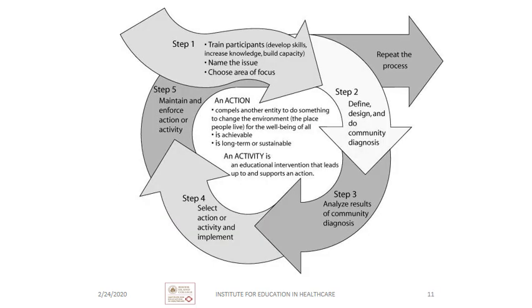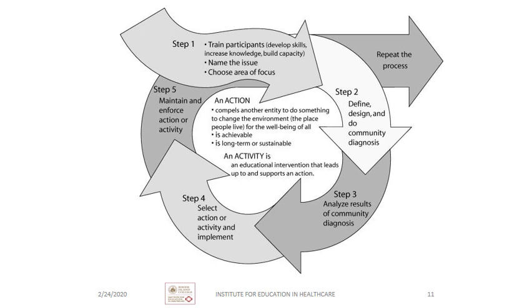Finally, take a minute to review this organized advocacy in action. Step 1, train participants, develop skills, increase knowledge, and build capacity. Name the issue and choose the area of focus. Step 2, define, design, and do community diagnosis or community needs assessment. Step 3, analyze results of that community diagnosis. Step 4, select action or activity and implement. Step 5, maintain and enforce action or activity and repeat the process as necessary.